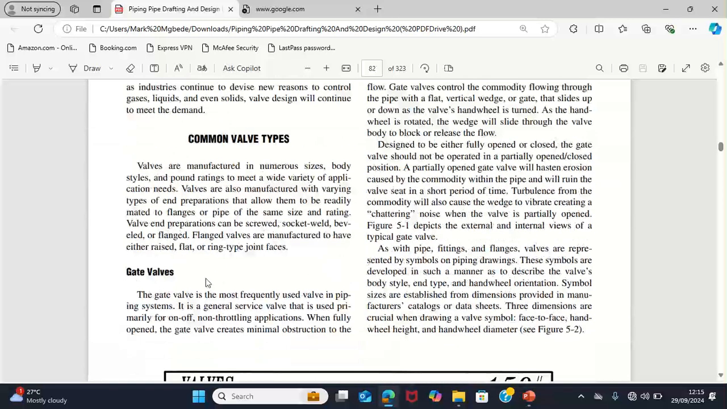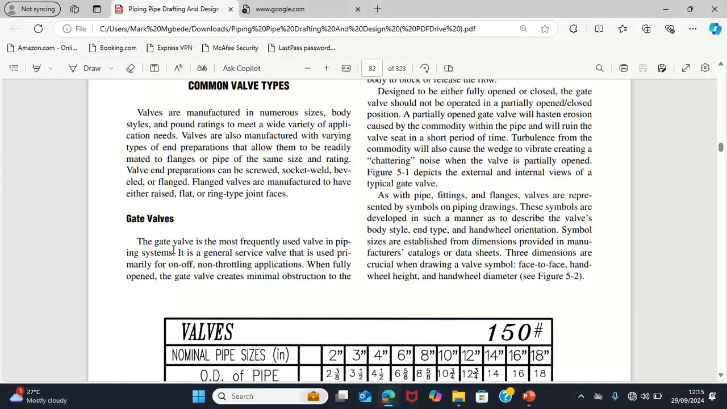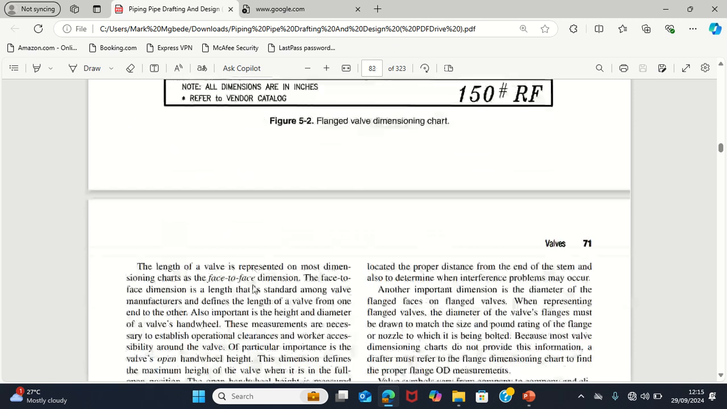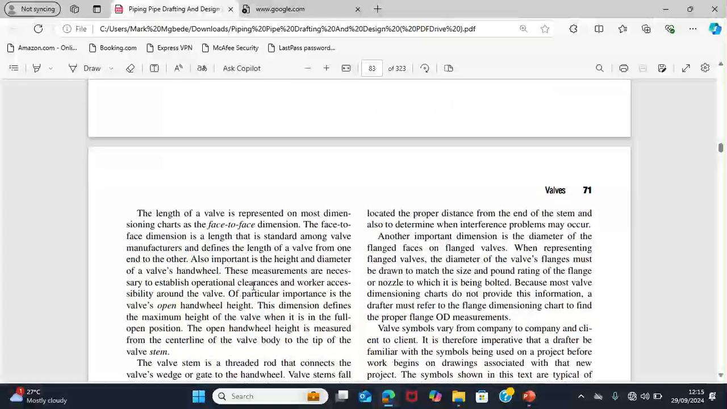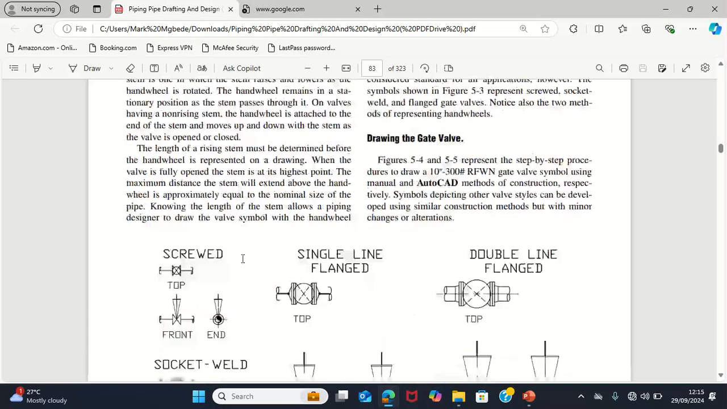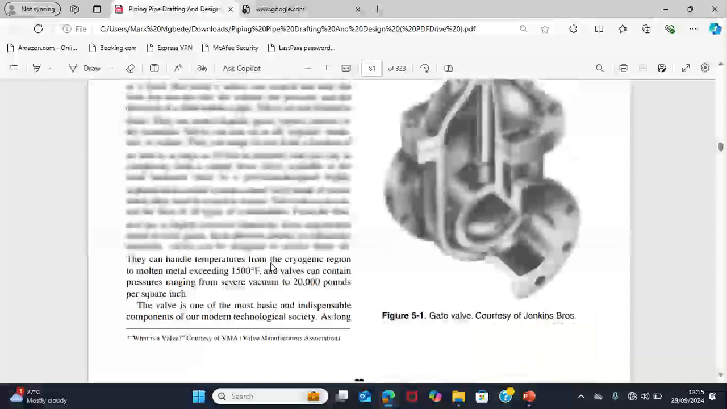So these are the common valves. The gate valve is used for non-throttling application. Why? It is either fully open or fully closed. There is no partial obstruction, or else you are damaging the gate valve. So it is mostly used in water lines. And it has a stem.